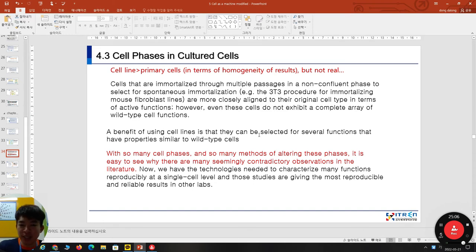A benefit of using cell lines is that they can be selected for several functions that have properties similar to the wild-type cell. With so many cell phases and so many methods of altering these phases, it is easy to see why there are many seemingly contradictory observations in the literature. Okay? Because some people say T cells are stiffness dependent, and some people say not dependent, even though they are using the same PA gel as well, because their cell culture conditions change the cell phase or cell type. Even with the same cell and the same cell number, how they handle the cell, keeping confluency below 70% or allowing high confluency, can show very significantly different phenotypes. Okay. So under this context, you try to see how the literature performed the experiment, and then how you can optimally adapt this platform in your own hands.